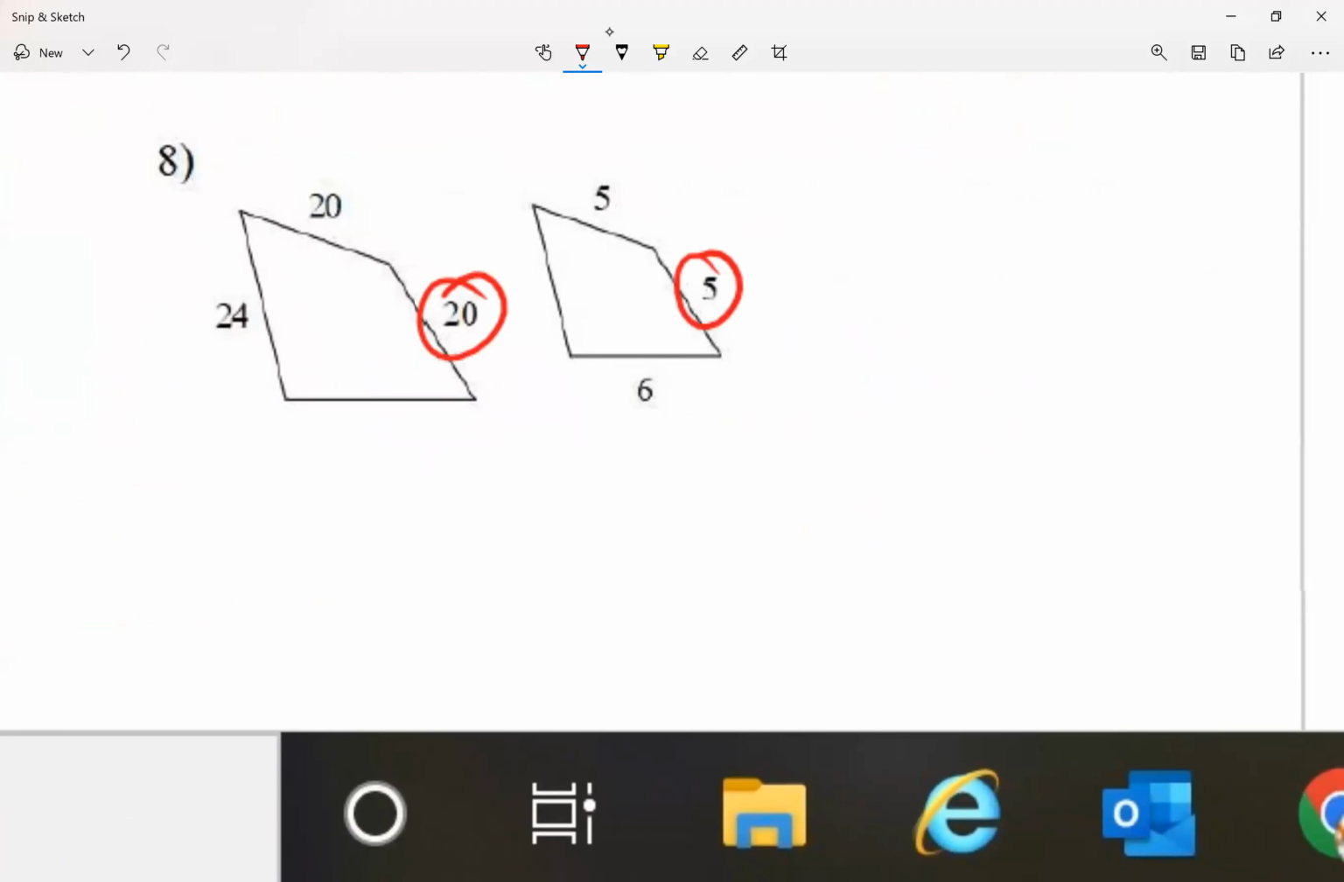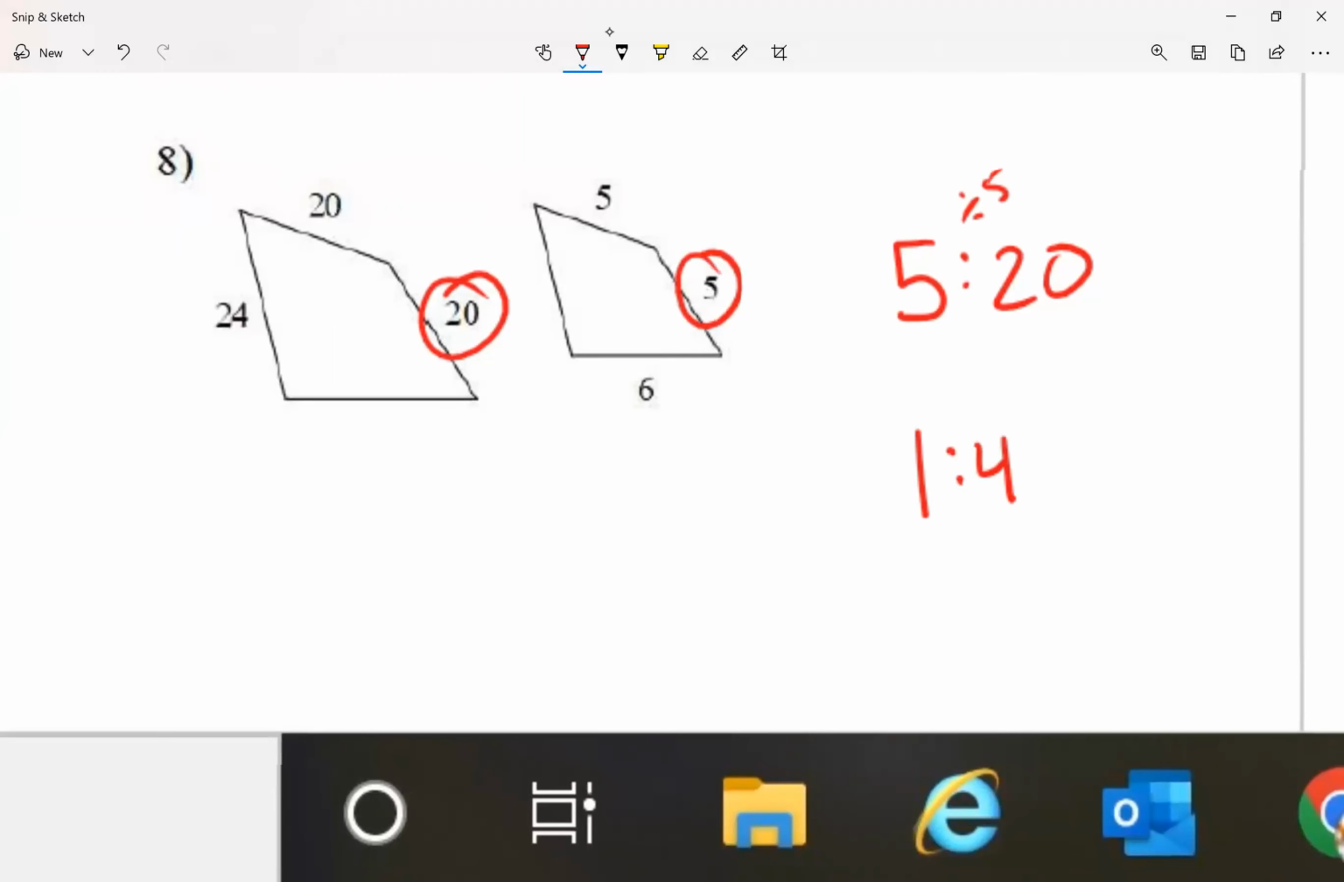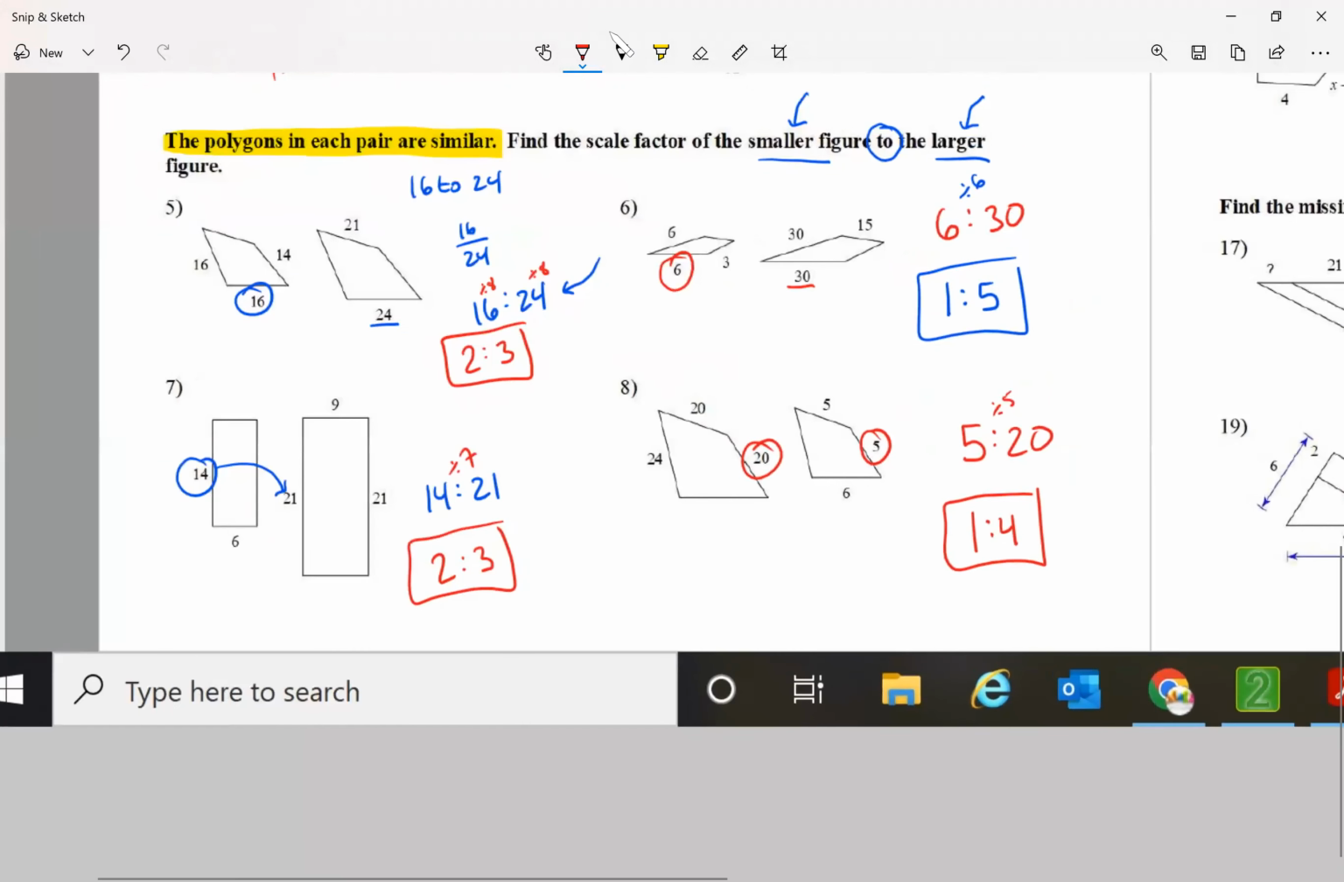Lastly, let's take a look at number 8 for this part. I'm going to be comparing 20 and 5. But remember, I have to go from the smaller figure to the larger figure. I have to write the small number first. So let me write 5 to 20. Don't forget to simplify. Let me divide each by 5. So it's 1:4, all together, no spaces, no nothing. So that's how we write a scale factor: smaller figure to the larger figure. We only had to compare one number per figure, right? Per polygon.